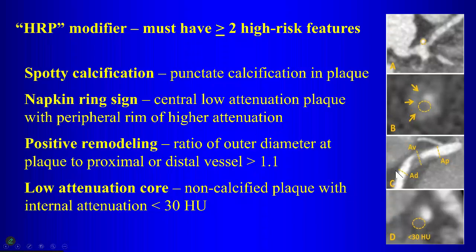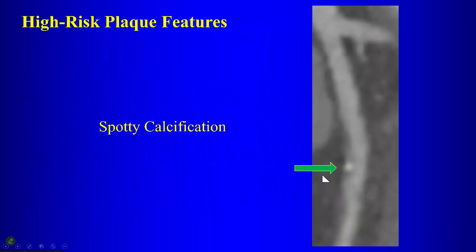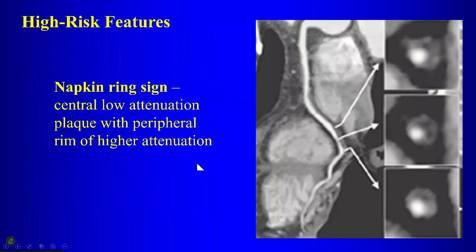Positive remodeling. If you compare the diameter of the vessel where the plaque is to the diameter proximal and distal to the plaque, if it's dilated a little bit more where the plaque is, that's called positive remodeling. That is also a feature of high-risk plaque, if that ratio is greater than 1.1 compared to the proximal vessel. Low attenuation core. If the value there is less than 30 Hounsfield units, that's another feature of a high-risk plaque. So spotty calcification, these tiny calcifications, is a feature of high-risk plaque.